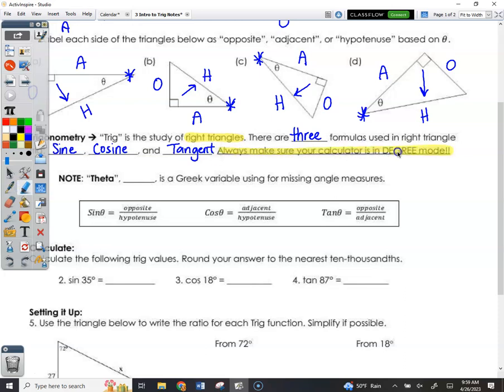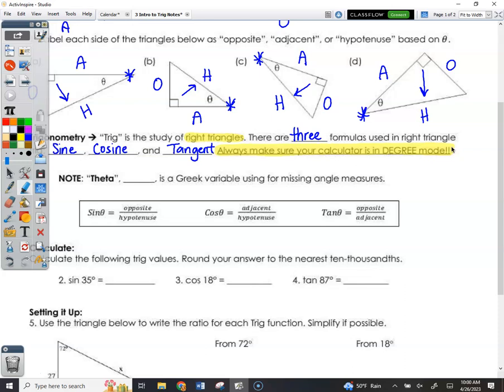Always make sure that your calculator is in degree mode. We are dealing with degrees. When a calculator is reset to its default factory settings, it goes to what's called radian mode. We're not going to address radians. Radians is another measurement for angles, angle measures. Kind of like I could measure a line using feet, inches, centimeters, meter, you know what I mean? So with angle measures, I could use degrees or radians. We are going to use degrees. So your calculator needs to be in degree mode or you're going to get the wrong answer.